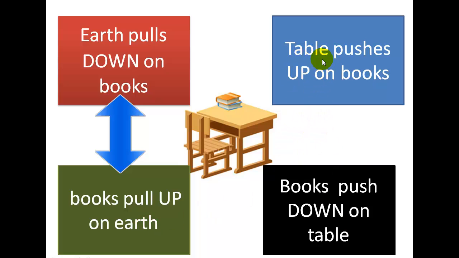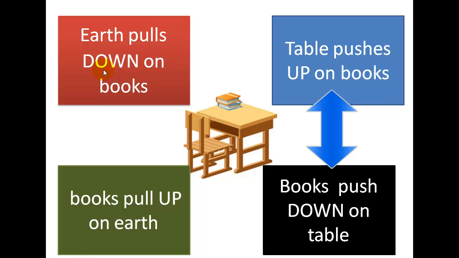This is another pair of forces. The table pushes up on the books, the books push down on the table. This is another third law pair. Notice that the forces will be of equal size, but they're not the equal type. The earth pulling down on the books is a gravitational force. The books pulling up on the earth is also gravitational. The table pushing up on the books is an electrostatic force. The reason there's a contact force is because there are electrostatic forces between the particles, which make it a hard surface.